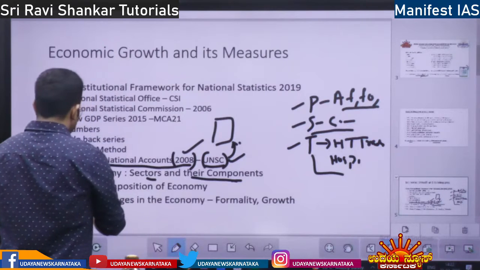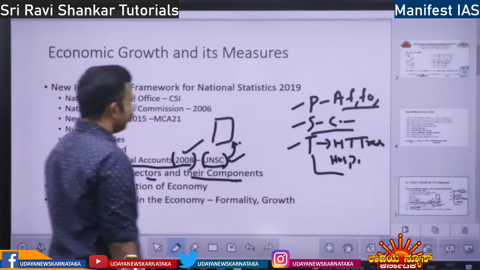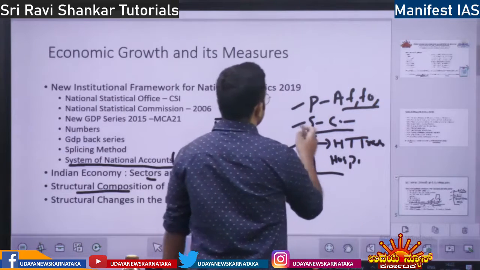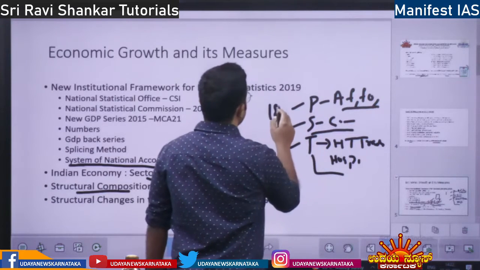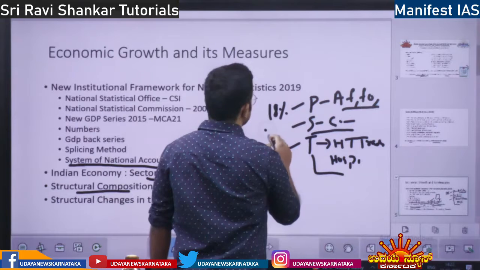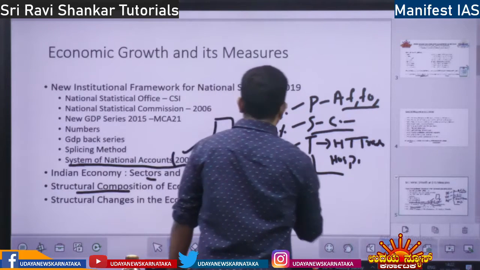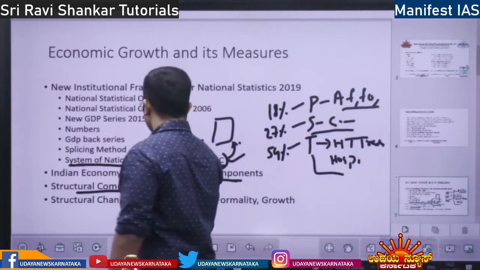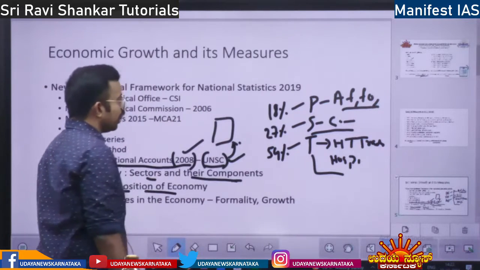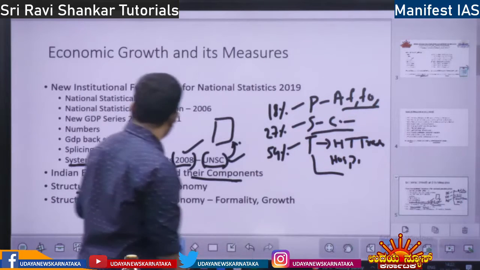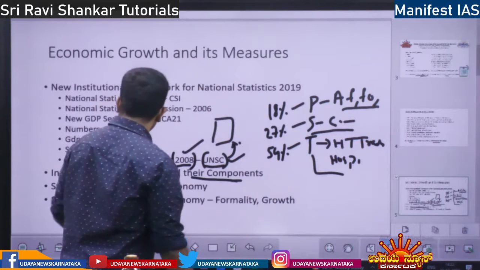So this is the structural composition I have discussed already. What is the contribution of the primary sector? It is around 18%, secondary sector 27%, and tertiary sector 54%. This is the structural composition of the economy. What category of the economy composes how much of the economy? This is the structural composition.